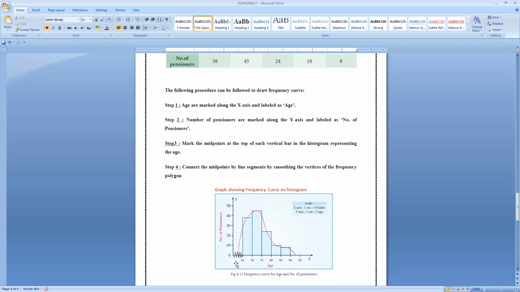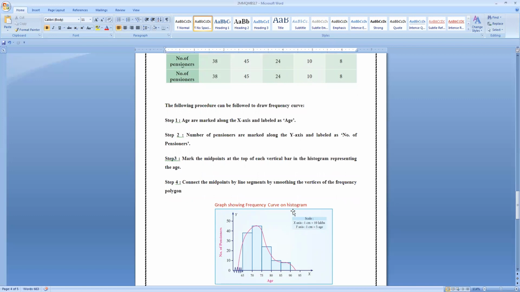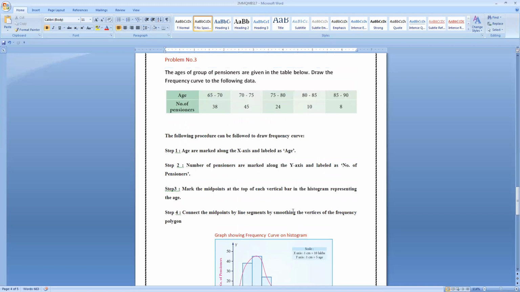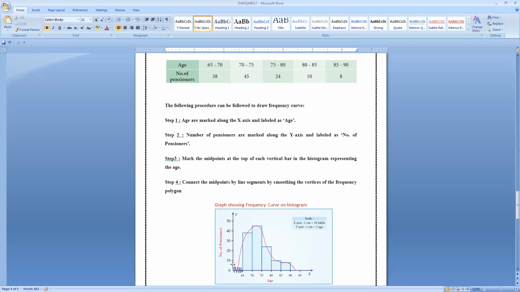So let us see here. Here 1 centimeter is, sorry, 1 centimeter equals the number of pension years. It is not 10 lakhs, it is 10 pension years. On the x-axis, 1 centimeter is equal to 5 ages. We are going to highlight that.